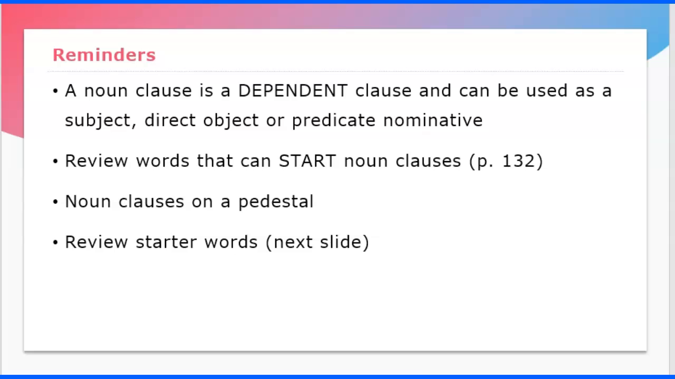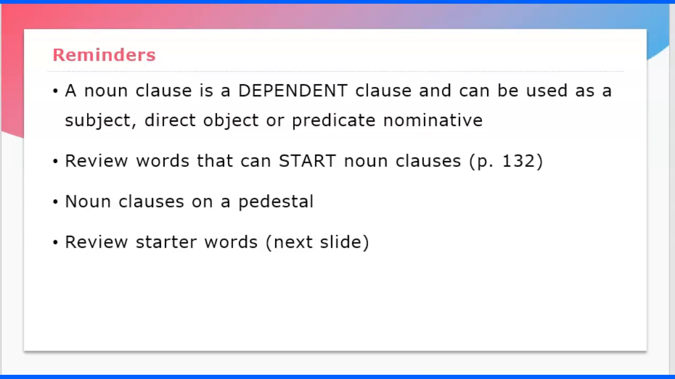Just a few reminders that a noun clause is going to be a dependent clause. And it can be used as a subject, direct object, or predicate nominative. Now, I have a friend that is going to be joining us in class, as long as we are diagramming noun clauses or verbals, and his name is Pedestal Pete, and he'll be joining us on Wednesday. But remember, Pedestal Pete can travel anywhere on the main diagramming line. So he can sit in the subject, he can sit in the direct object, or he can sit in the predicate nominative.